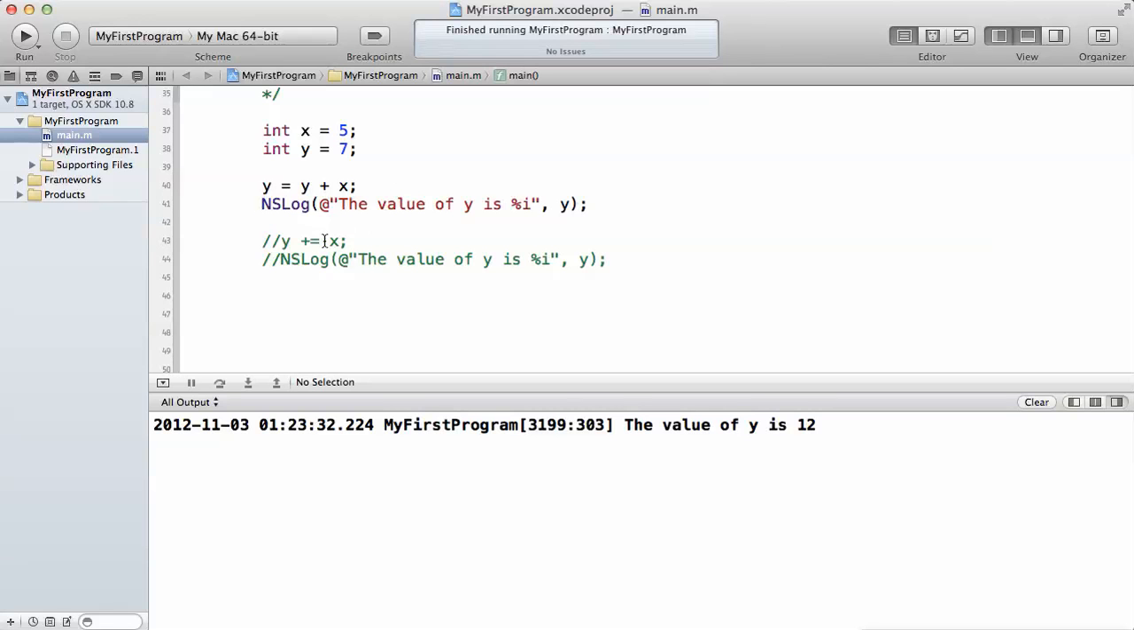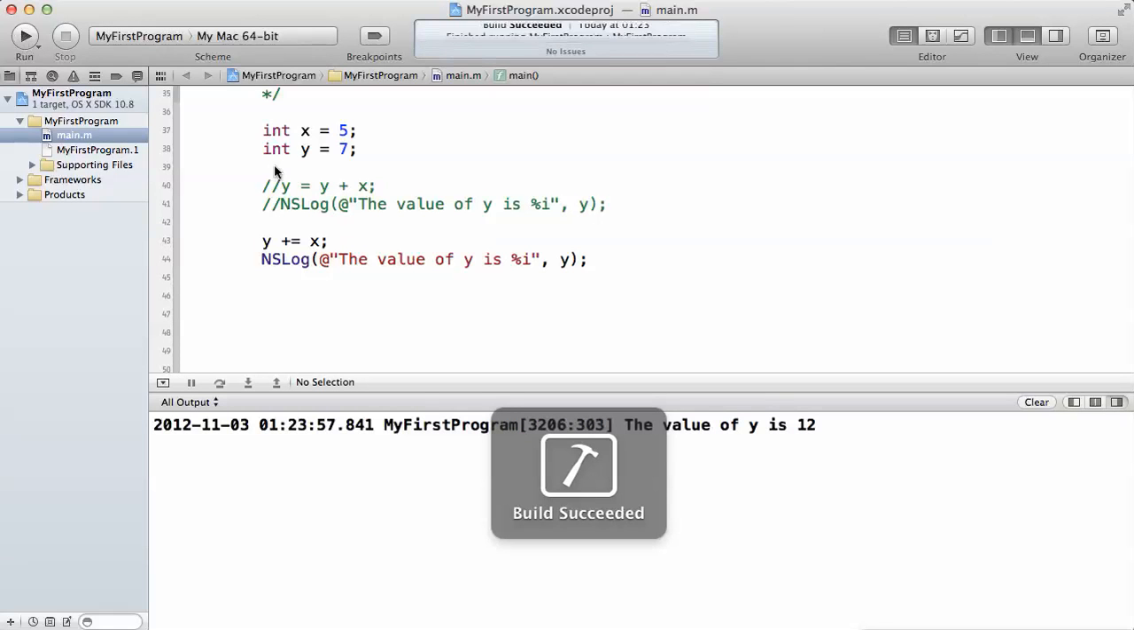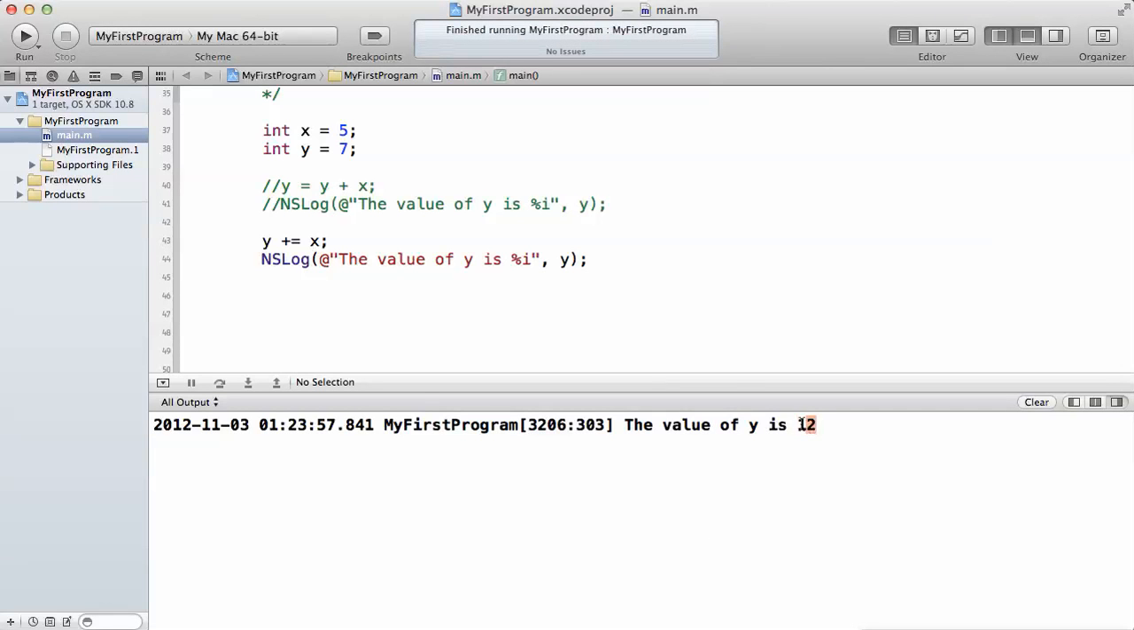I've written it using the compound operator as well. And as you can see here, I'm going to comment this one out just to prove to you that they both do the same thing. And if I run the code now, we can see that it's still 12.